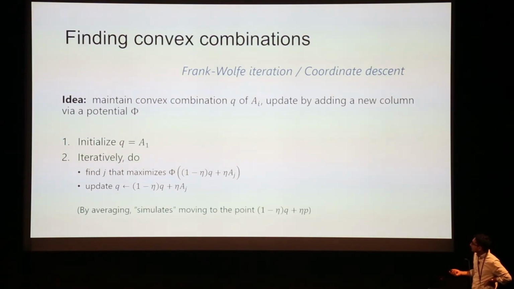And what is the idea here? The idea is that you know that your target vector P can be written as a convex combination of these columns, right? So you can hope to do some kind of an averaging, and if you average this quantity, then it's essentially moving to the point (1 minus eta) times Q plus eta times P, which is like moving from Q in the direction of your target. Okay. So this is the idea behind Frank-Wolfe iteration that you essentially simulate.